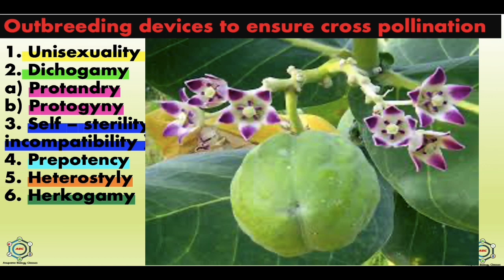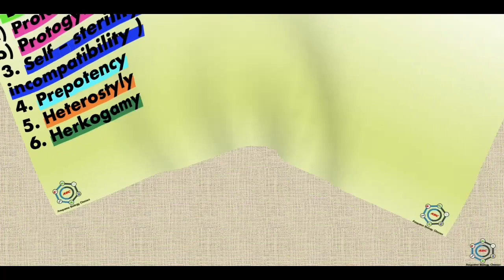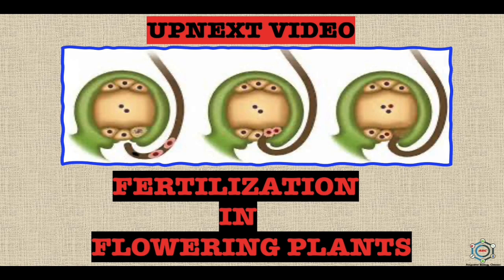So, this is the end of the video, and here you get knowledge related to the sex organs of the flower, that is stamen and carpel, and the types of pollination. Now the next video will be on fertilization in flowering plants.